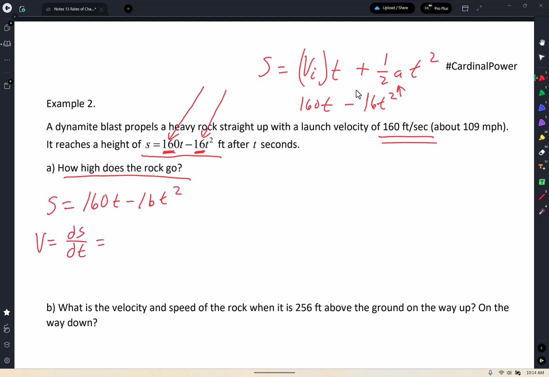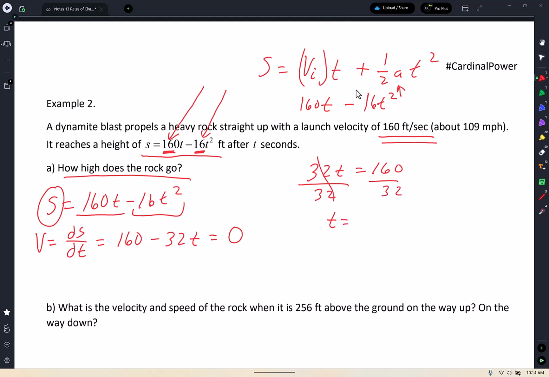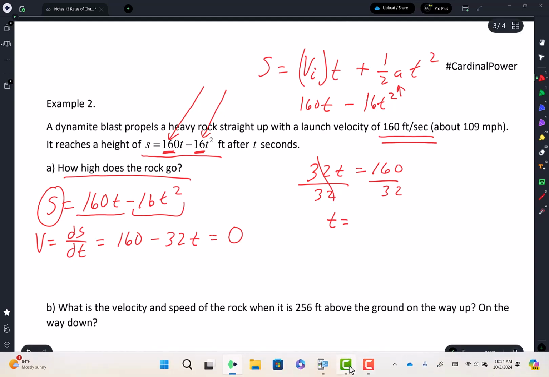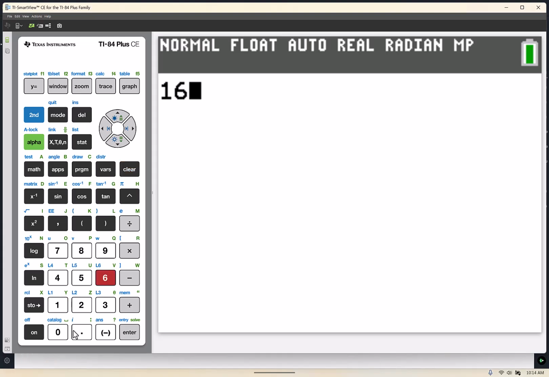So I'm showing that I took the derivative of this. What's the derivative of 160t? 160. I'm taking it with respect to t. Minus, what's the derivative of 16t squared? Perfect, 32t. I'm going to set this equal to what? 0. I'm going to solve for it. So 32t equals 160. I'm going to divide both sides by 32. I want to say that the answer is 5, but check for me anyways. 160 divided by 32. 5.